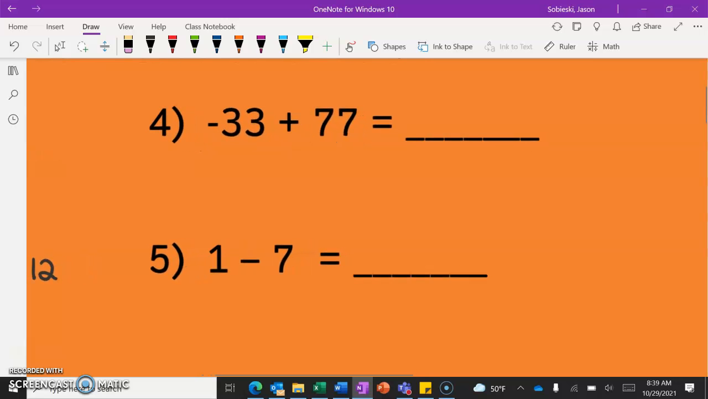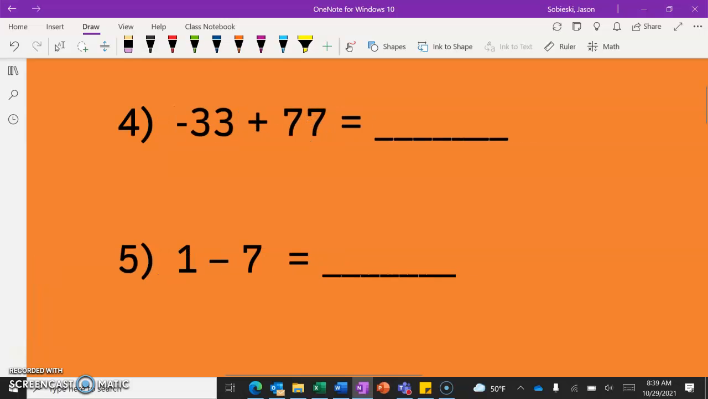All right, negative 33 plus 77. So it's already an addition problem, which is good. Different signs, right? One is negative and one is positive. So that means we are going to take the absolute values and subtract them.